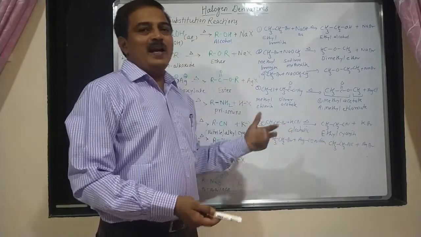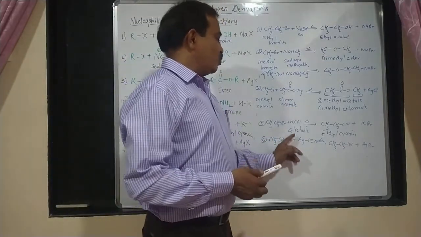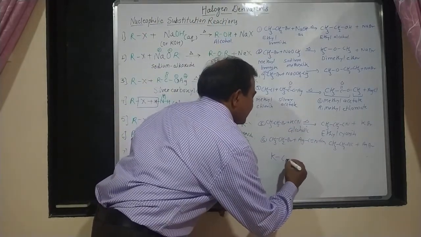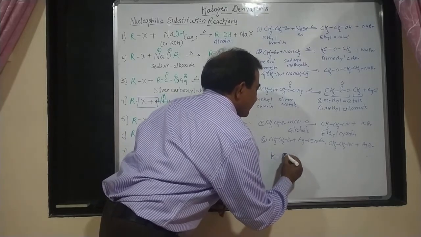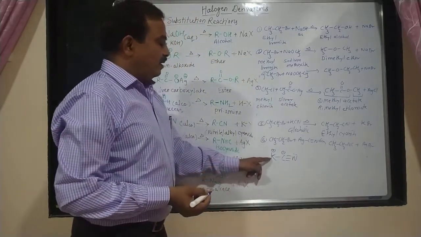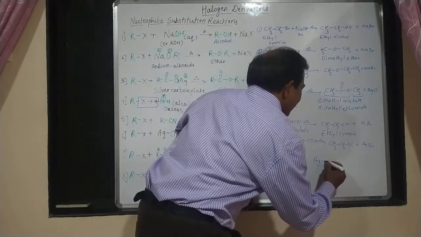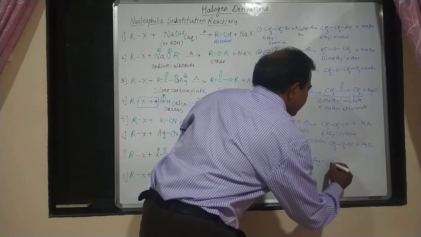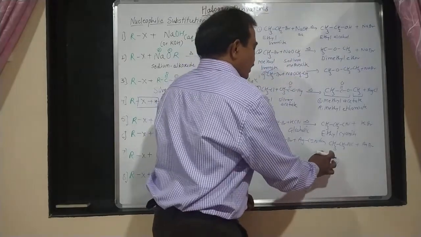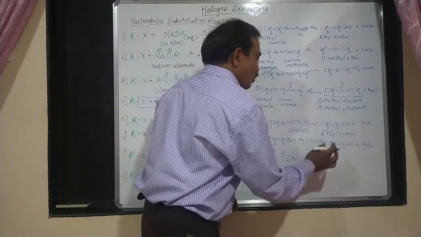What is the difference, and why does it happen this way? That we have to explain here. Take K, C triple bond N, with a negative charge and a positive charge. Potassium is more electropositive compared to silver. Here the bond is ionic, but in the case of silver and carbon there is a covalent bond.